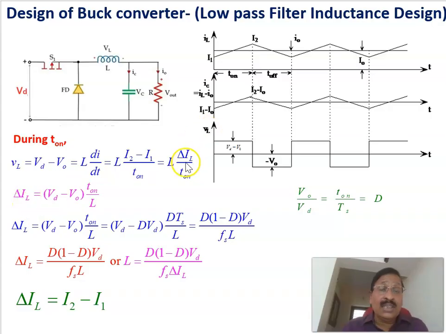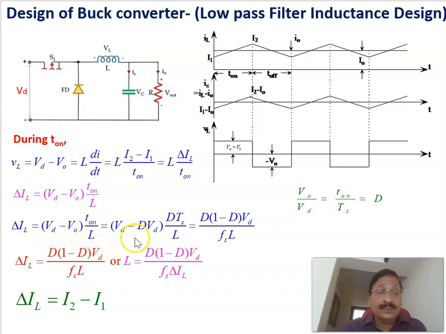From this equation, Vd minus V0 equals L delta IL by T on. So the change in inductor current, I2 minus I1, is equal to Vd minus V0 times T on divided by L. From this we get the delta IL equation when the switch is on: delta IL equals Vd minus V0 times T on divided by L.